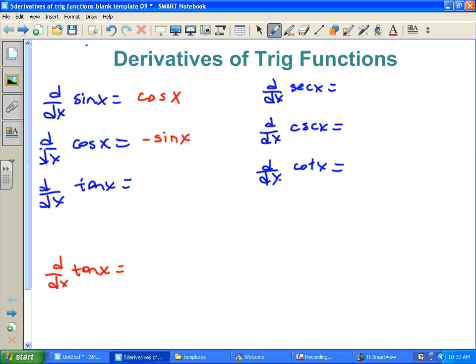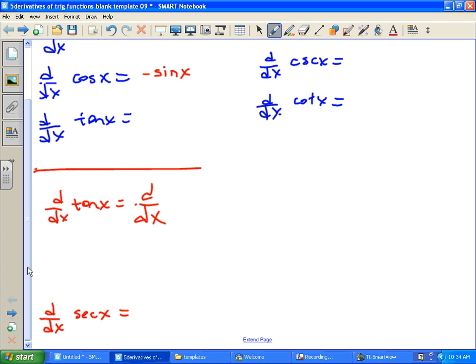For instance, tangent x. If I want the derivative of tangent x, let's first write tangent in terms of sines and cosines. What is tangent? Exactly. So let's write it that way. To find the derivative of the tangent function, first rewrite the tangent function as sine over cosine x. So we're going to find the derivative of sine over cosine.